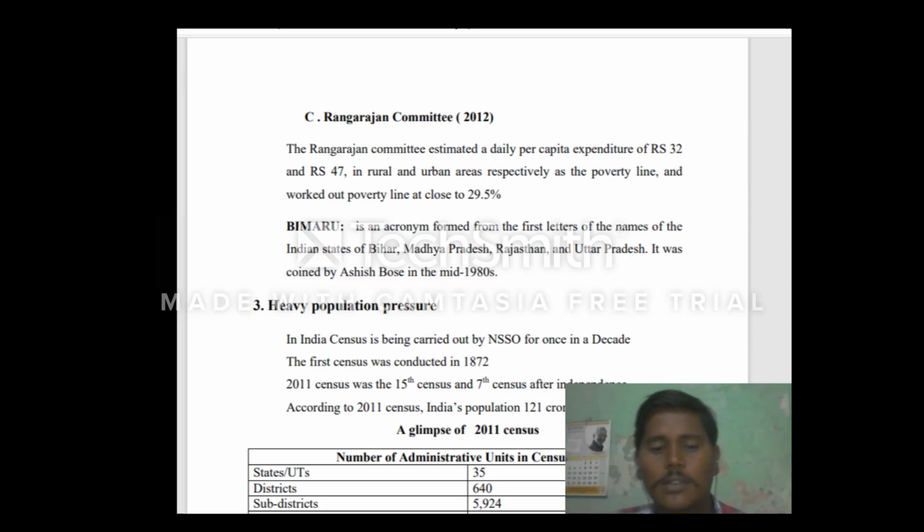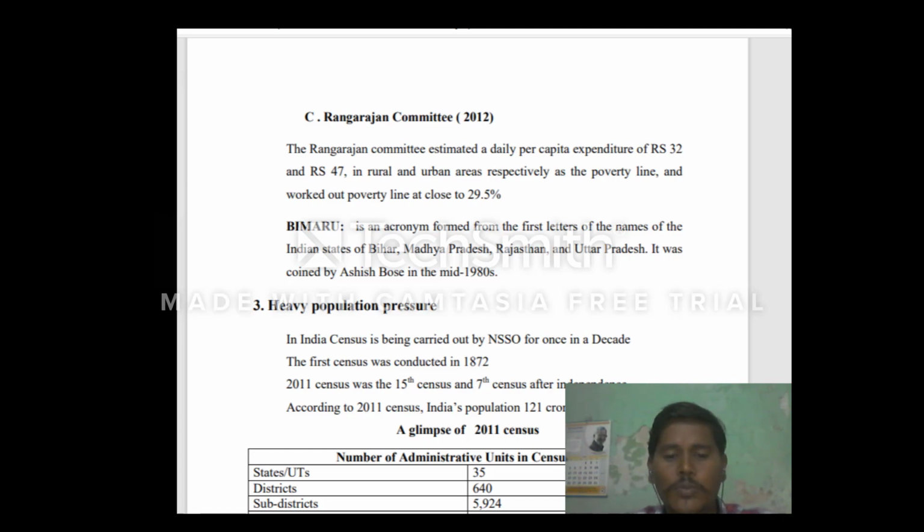The next point is heavy population. In fact, we pretend to give the reason for underdevelopment of the nation as heavy population, but if we look at China, it never says population is a hurdle for its growth. In India, population is estimated by NSSO, the National Sample Survey Office, and the census is conducted once in a decade. The first census was conducted in 1872, and recently, in 2011, a census was conducted. It was the 50th census of India, and the 7th census after independence.